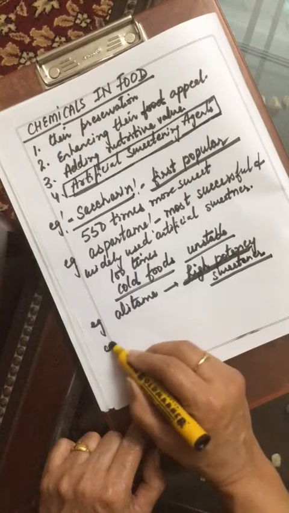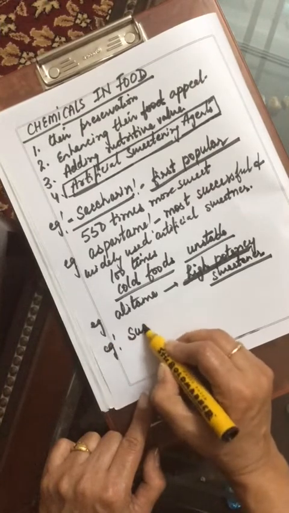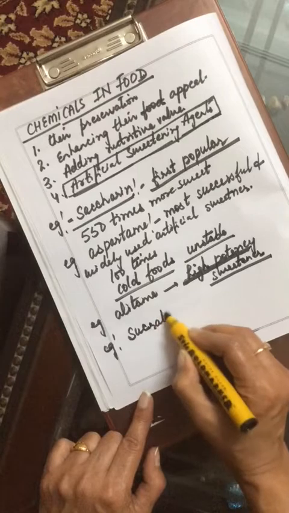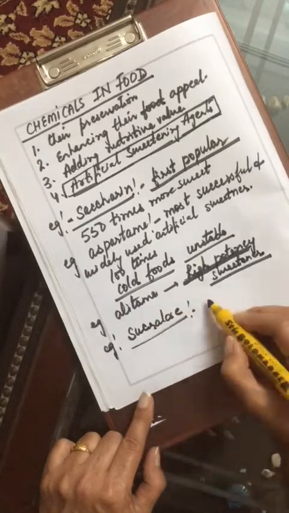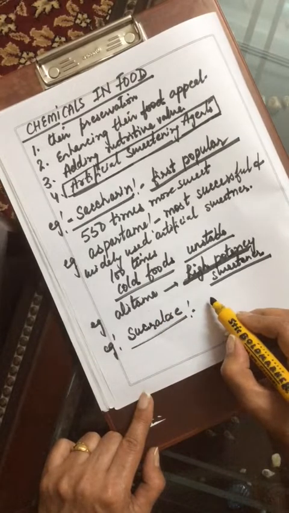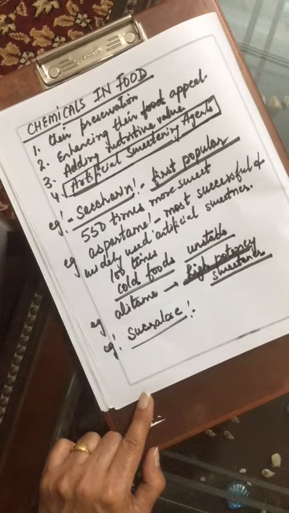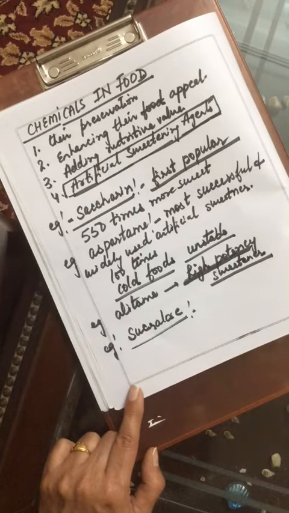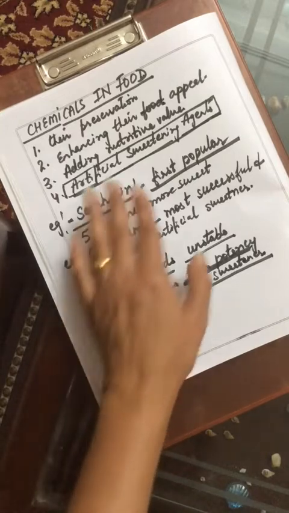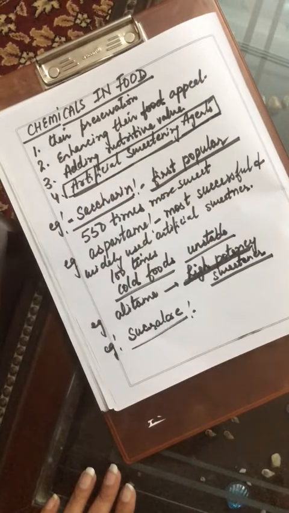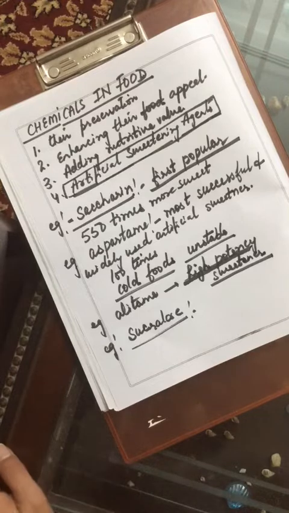The next example is sucralose. It tastes just like sugar, is stable at cooking temperature, and does not provide any calories also. So the better one is sucralose. So this is the topic, artificial sweetening agents. The first example is saccharin, second is aspartame, third is alitame, and the fourth one is sucralose.